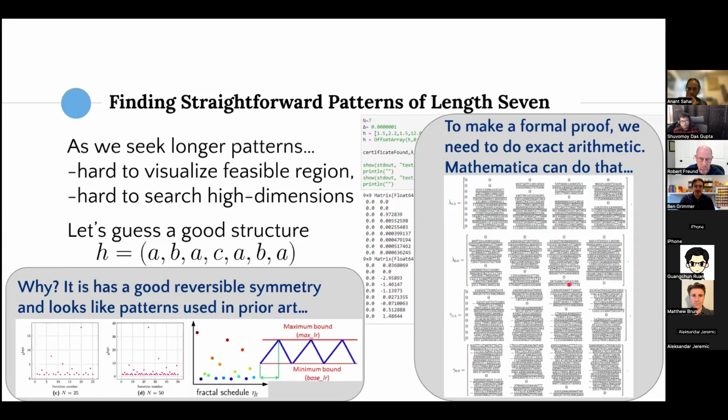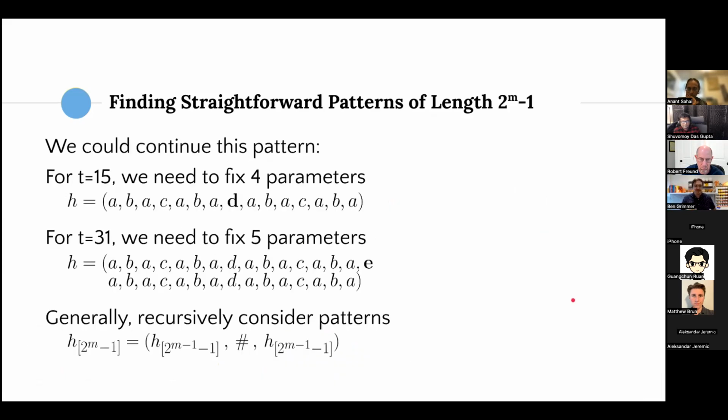All right, so we can keep doing this. I want to keep the dimension low for searching so I can efficiently check a lot. So for 15, repeat the previous pattern, put a big one in the middle, repeat the previous pattern. 31, and so on. So we can get really big patterns now with very few parameters.